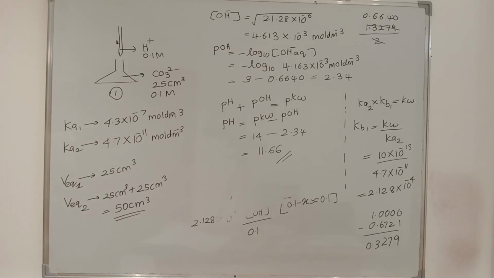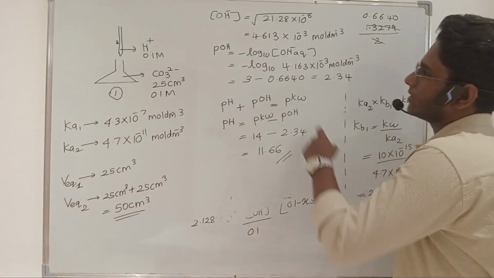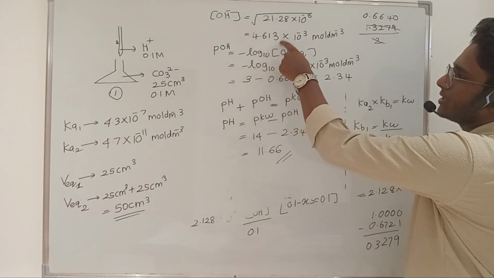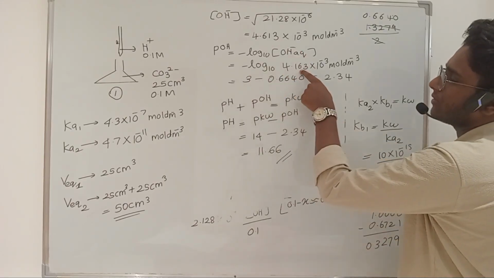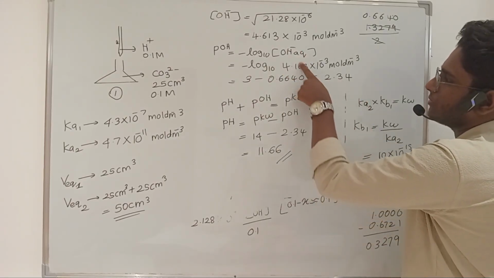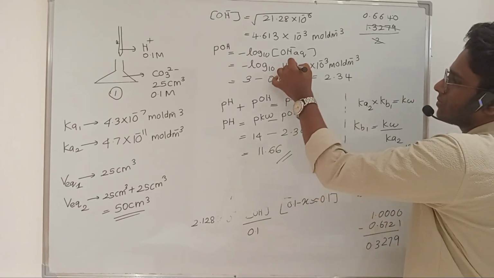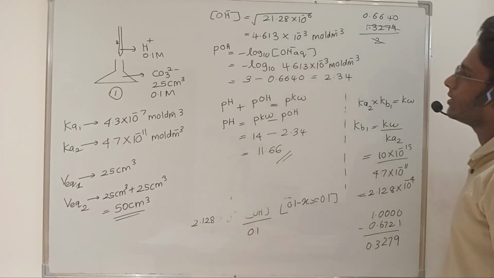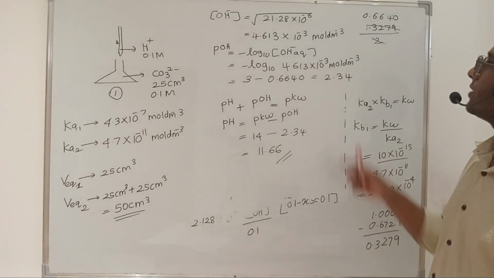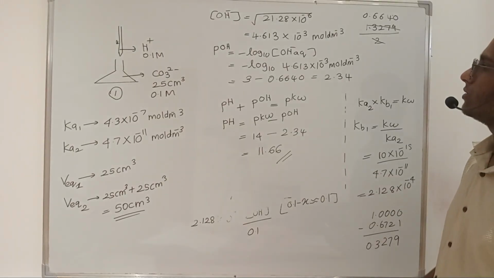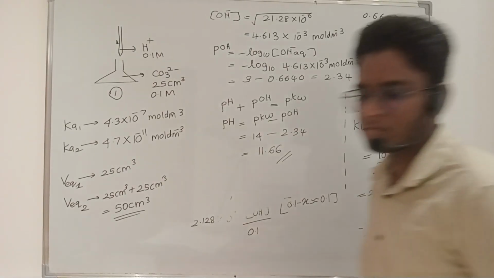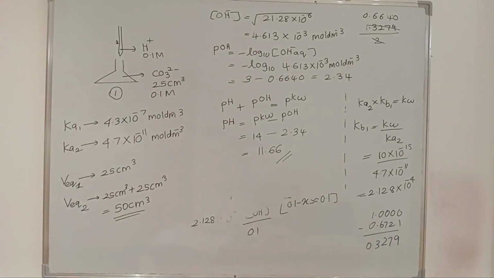Sorry guys, there's a small mistake. The mistake is the concentration of OH minus. I have found it as 4.613, but I put the concentration of OH minus as 4.163. So it must be 4.613, right? That is the mistake. The next thing is the same, I have used the same log value, so the others are also the same. Okay, so you all have got it.